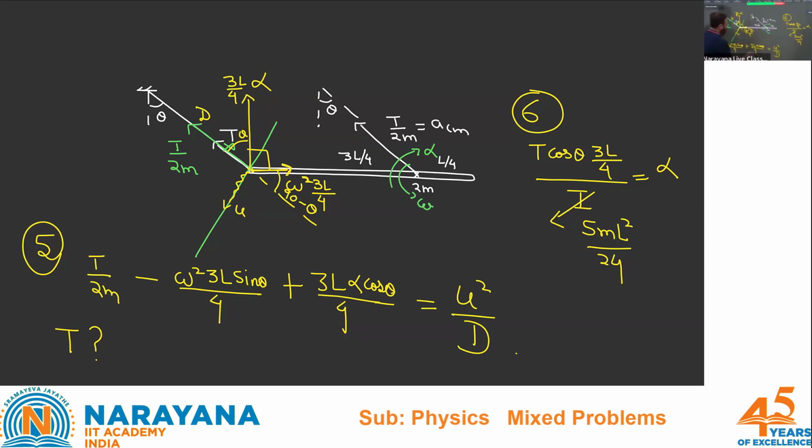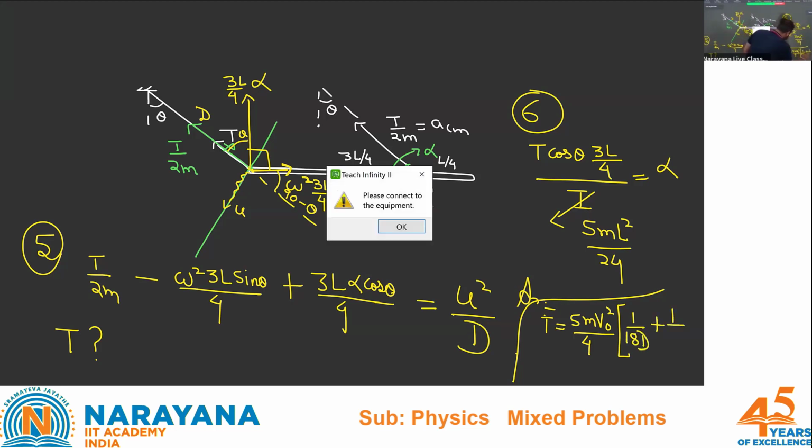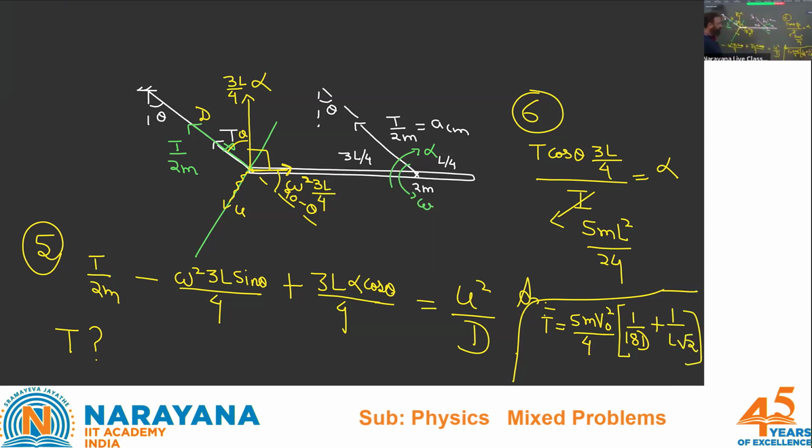You can verify afterwards. I'll just write the final expression. So the answer for T comes out as 5 m v0 square upon 4 whole multiplied by 1 by 18 capital D plus 1 by L root 2. This is the answer to the question. So I think conceptually the problem is clear too.